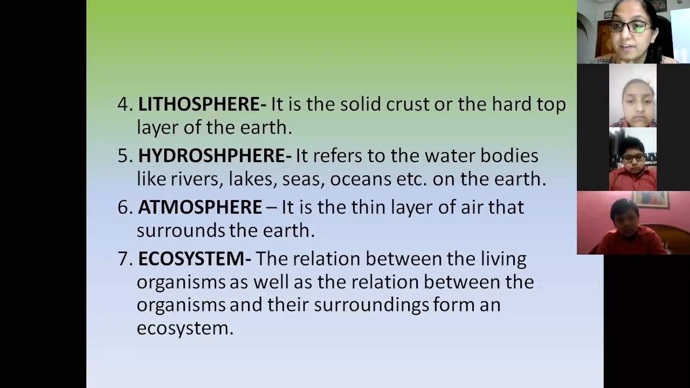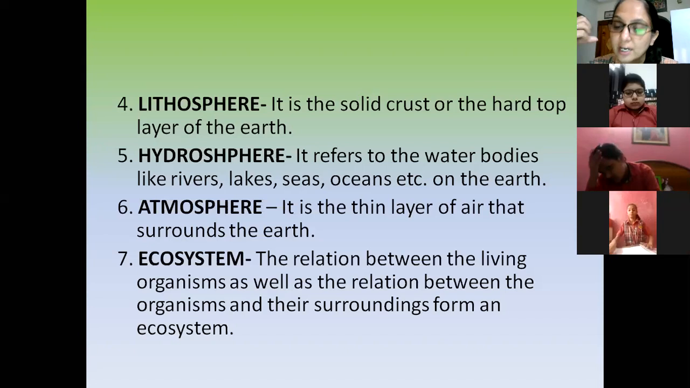Then we have atmosphere. Atmosphere is related to which element? Air. Very good. It is the thin layer of air that surrounds the earth, a blanket of air around the earth, that is called atmosphere. All gases like nitrogen, oxygen, carbon dioxide are part of the atmosphere.